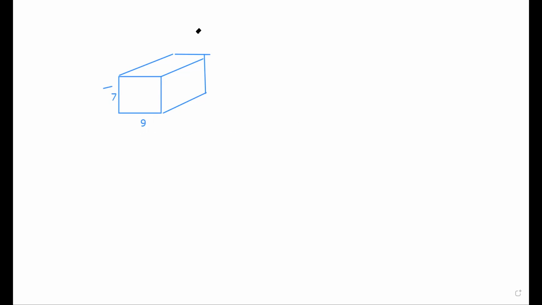The dashed lines are just part of the box that you can't see. If it were a solid shape, you would have to be looking through it in order to see those back sides or the bottom that's on the opposite side from what you're looking at.